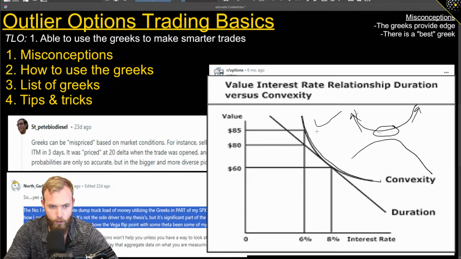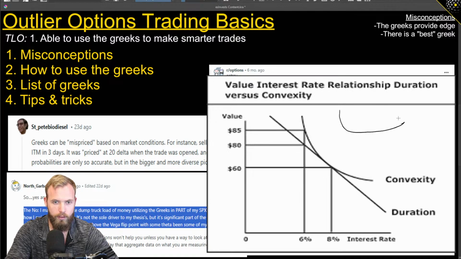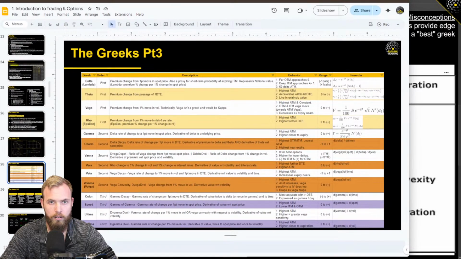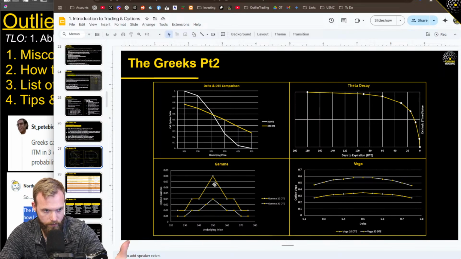So you can have things that are positively convex like this. You can have things that are negatively convex or concave like this. And it gives us a really important read into the behavior of things. So when you look at options, an example of option convexity is gamma. So if we look at, actually, I think I have it here. Give me a sec. Yeah. So it's not smooth, but this is convexity.